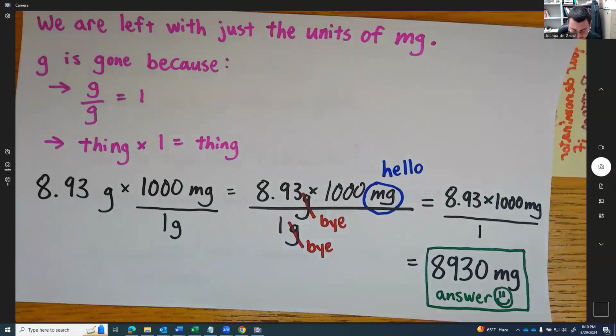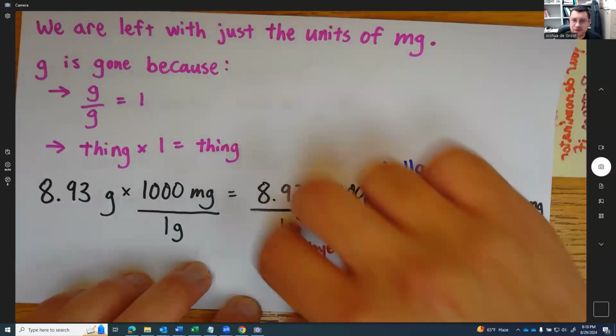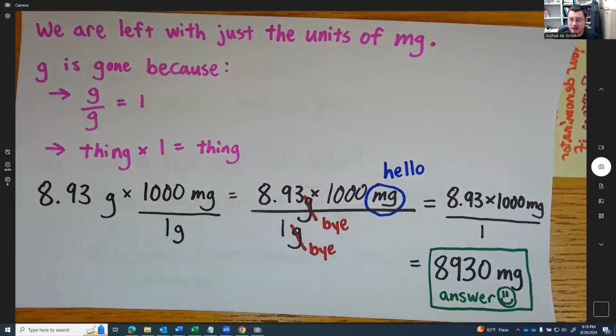By the way, random comment, but I just love the feeling of canceling units. I find that to be a very satisfying thing. For me, it's almost as good as eating a really good slice of New York style pizza. All right. That's just me though.